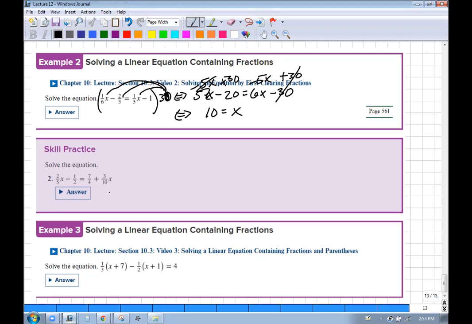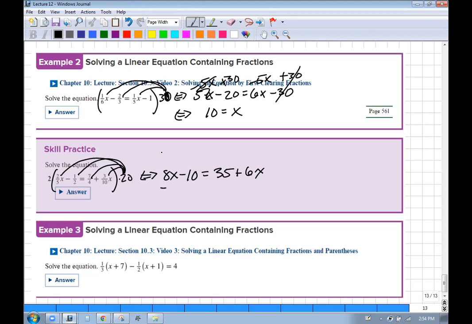Here, let's see, what number can we multiply everything by? 10, 20. 20 will work. All those numbers divide into 20 evenly. We multiply everything by 20. 20 over 5 is 4, times 2 is 8. 20 over 2 is 10. 20 over 4 is 5, times 7 is 35. 20 over 10 is 2, and 3 is 6.